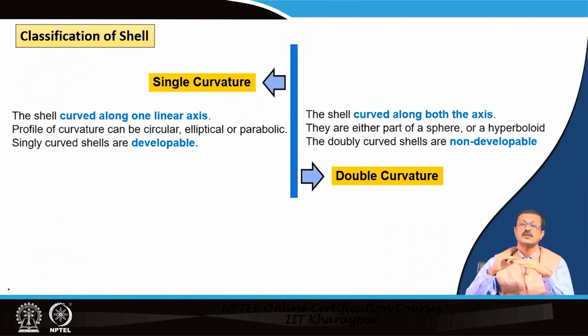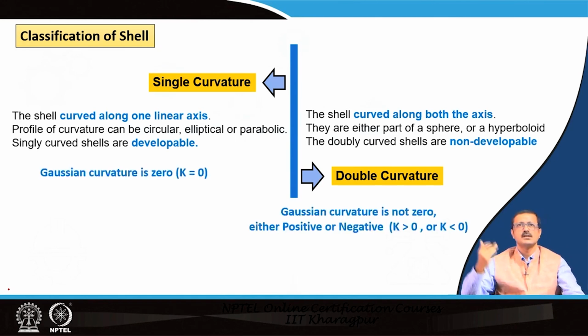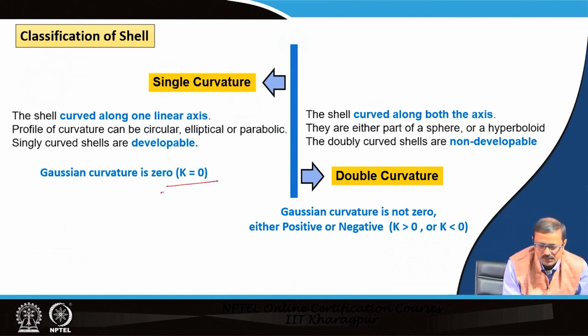So, it has a curve in both axes, and then it is non-developable. You cannot develop it by cutting pieces of paper or so. So, from the developable and non-developable point of view, it is a single curvature or a double curvature. Now, in the case of a single curvature, as the other curvature is linear, the Gaussian curvature K is equal to 0.